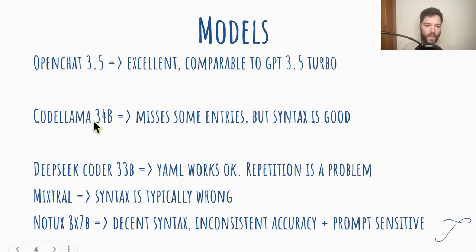Another model that works quite well is CodeLlama 34B. Now, because it's much bigger, about 5 times bigger than the 7B model, it's quite a lot slower to inference. So that will make it more expensive as a solution. It tends to provide the correct syntax, but it often misses entries within the input. So in many cases, I still think the 7B model is somewhat better.